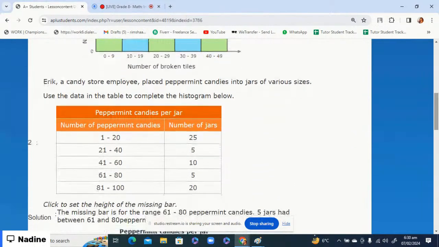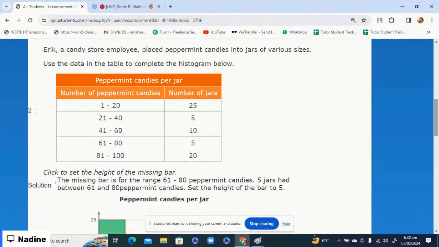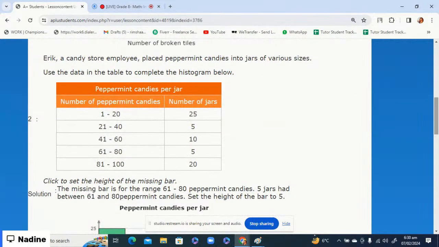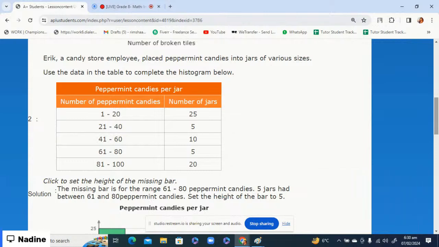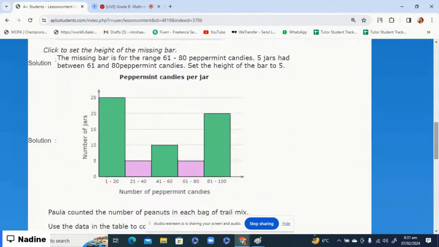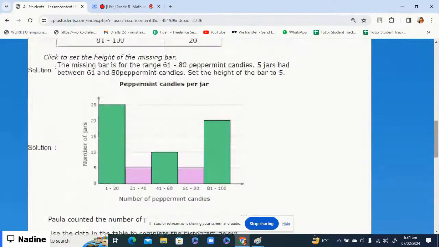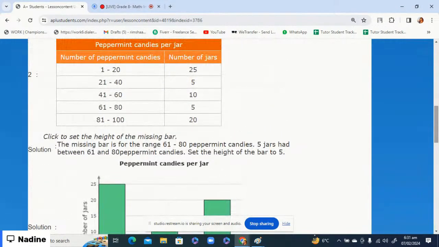Okay. They are saying that Arika, a candy store employee, placed peppermint candies into jars of various sizes. Use the data in the table to complete the histogram below. This is the data which is given: 1 to 20, this is 25, 21 to 40, then 41 to 60, then 61 to 80, then 81 to 100. Let's create a histogram for this. Let me open the whiteboard for you.